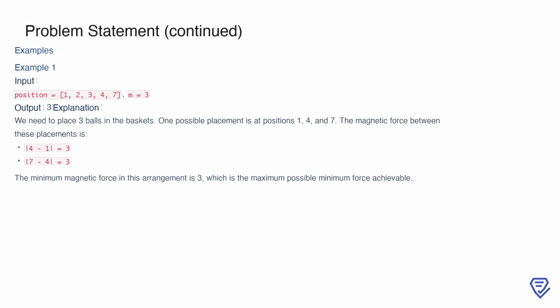Let's look at an example to better understand the problem. Suppose the input is position equals [1, 2, 3, 4, 7], and m equals 3. This means we have baskets at positions 1, 2, 3, 4, and 7, and we need to place 3 balls into these baskets. One way to distribute the balls is by placing them at positions 1, 4, and 7. The magnetic force between balls at positions 1 and 4 is 4 - 1 equals 3, and the force between balls at positions 4 and 7 is also 7 - 4 equals 3.